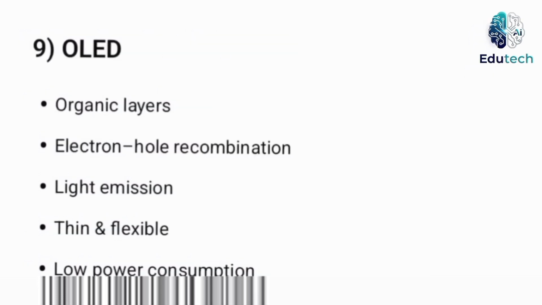Explain construction and working of OLED. An organic light emitting diode, OLED, is a light emitting device that uses organic materials to produce light when electric current passes through it. It consists of a transparent substrate, an anode, usually ITO, organic emissive layers, and a cathode. When a voltage is applied, electrons are injected from the cathode and holes from the anode into the organic layer. These charges recombine to form excitons, releasing energy in the form of light. OLEDs are thin, lightweight, flexible, and consume less power. They are widely used in mobile screens and television displays.